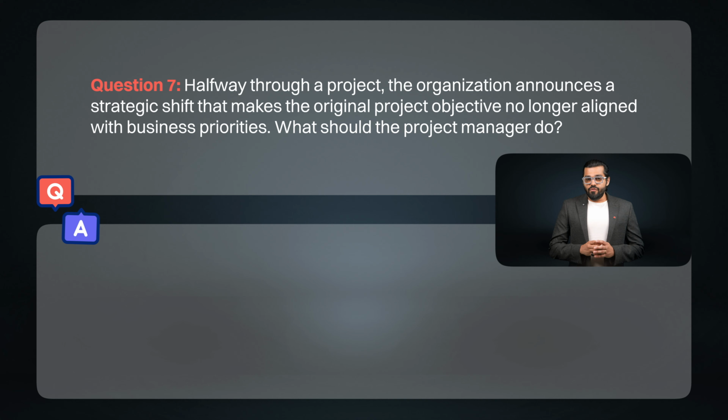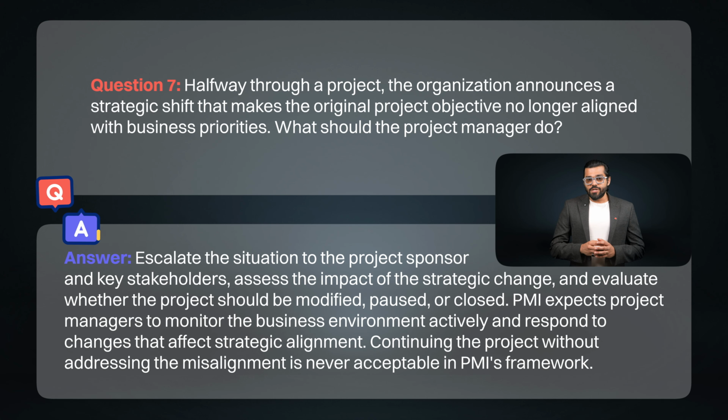Question 7. Halfway through a project, the organization announces a strategic shift that makes the original project objective no longer aligned with the business priorities. What should the project manager do? Answer: escalate the situation to the project sponsor and key stakeholders, assess the impact of the strategic change, and evaluate whether the project should be modified, paused, or closed. PMI expects project managers to monitor the business environment actively and respond to changes that affect strategic alignment. Continuing the project without addressing the misalignment is never acceptable in PMI's framework.